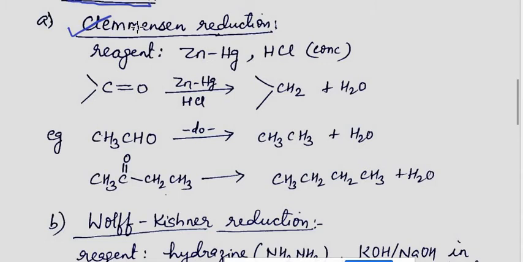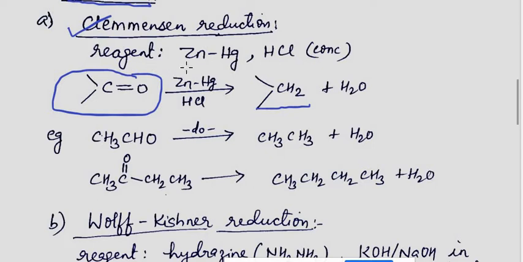Clemmensen and Wolff-Kishner reduction are basically the same type of reaction. The only difference is in the use of reagent. The product that we get is a similar product. By Clemmensen reduction and Wolff-Kishner reduction, the aldehydes and ketones are converted to alkanes. You can see that we have a carbonyl group over here, and the carbonyl group is getting converted to an alkane. When you write down the reaction, I will tell you what things you have to keep in mind, because many times students make a mistake while writing the product for Clemmensen and Wolff-Kishner reduction. So for Clemmensen, we'll begin with this one.